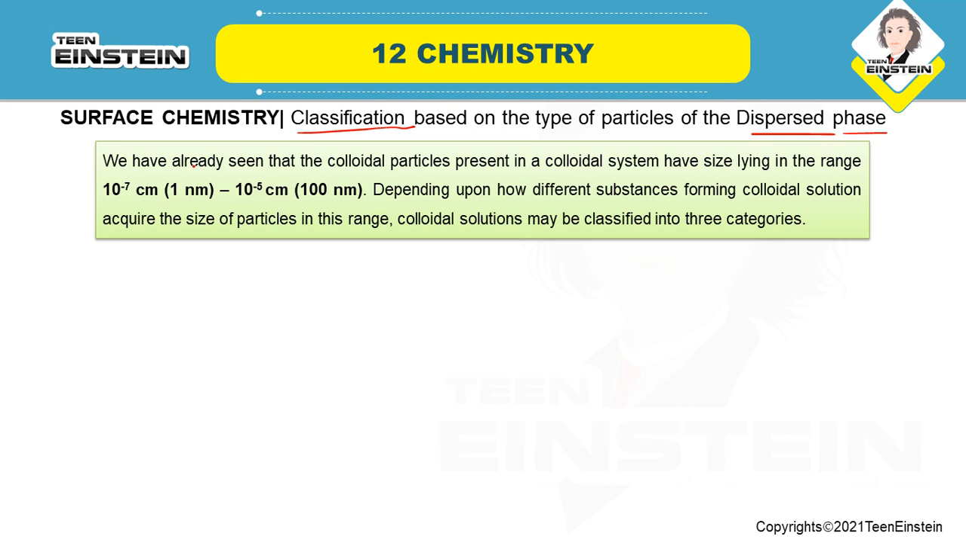Okay. We have already seen that colloidal particles present in a colloidal system vary in size within this range. Now, this is a particular range, but within this range also there may be different sizes. Fine, some may be close to 10 to the power minus 7, some may be close to 10 to the power minus 5. So depending upon how different substances forming colloidal solutions acquire particle size in this range, they may be classified into 3 categories.